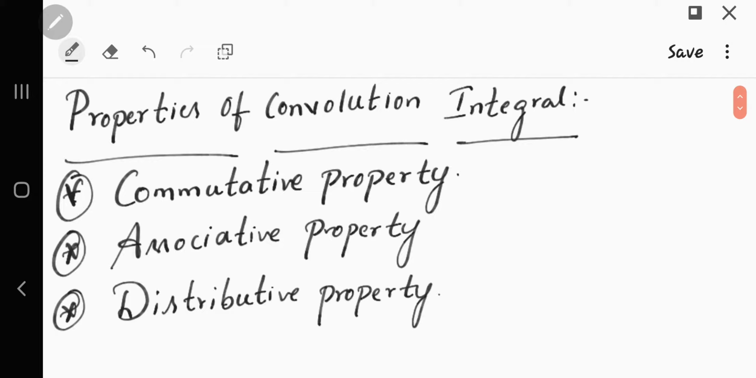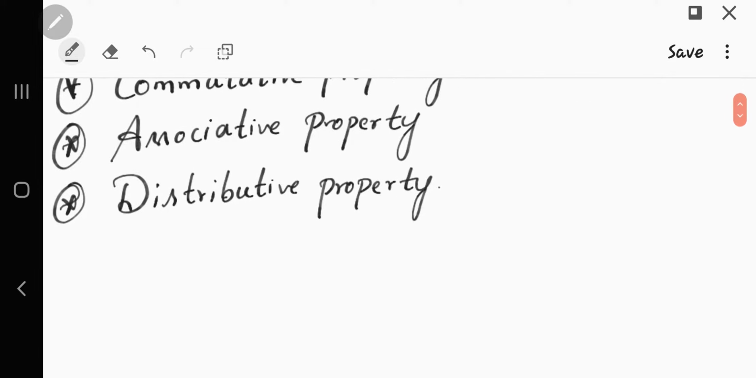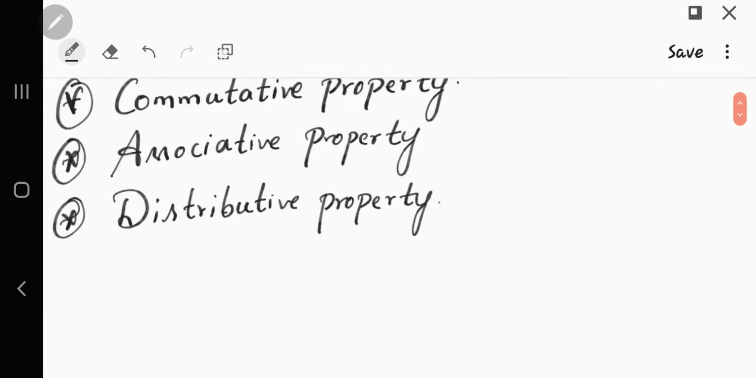Those are the commutative property, the associative property and the distributive property. So let's take them one by one and go through the proof of each property. We'll start with the commutative property.